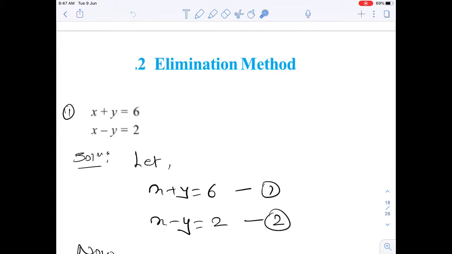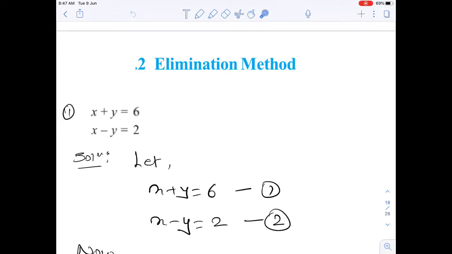Before proceeding further, make sure that we arrange the equations in such a way that both the variables are on the left hand side and the constant term is on the right hand side. By arranging the equations in this way, keeping the variables on the left and the constant term on the right, only then can we solve by the elimination method.